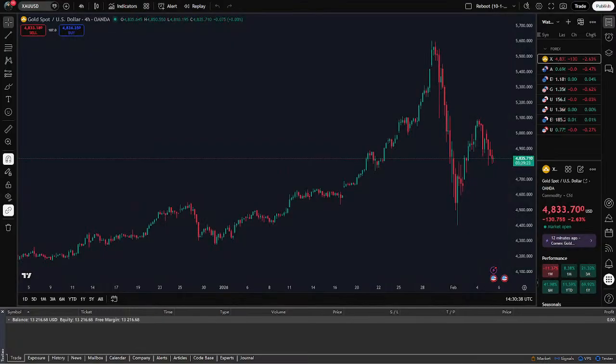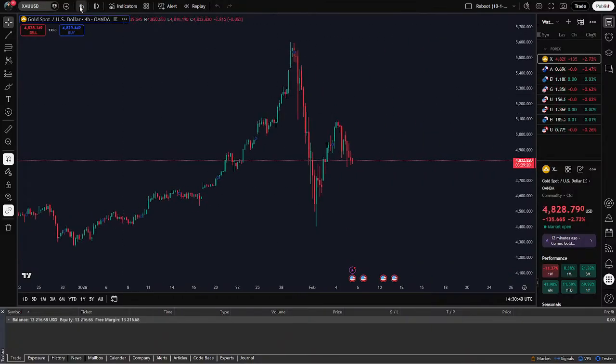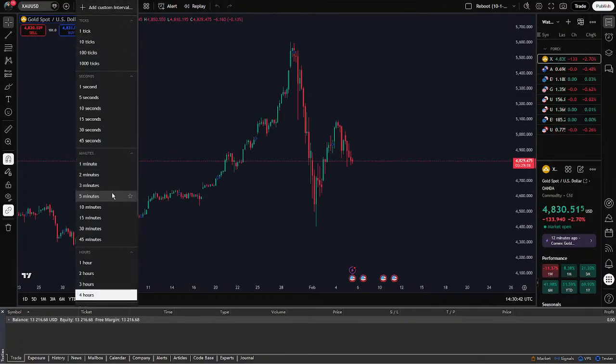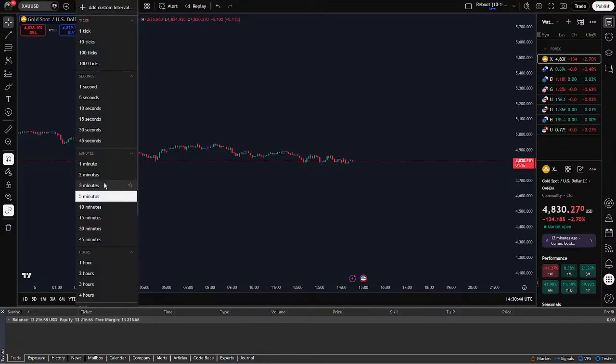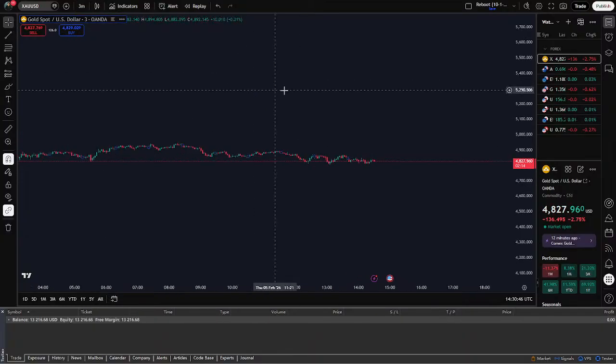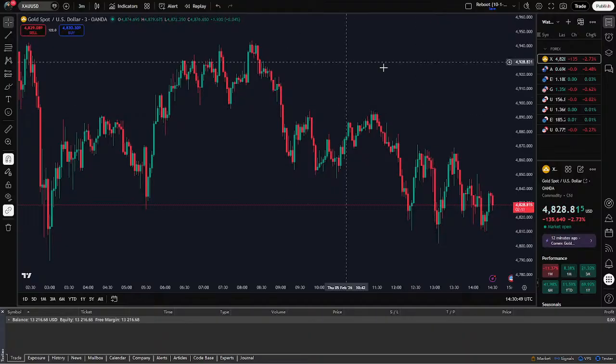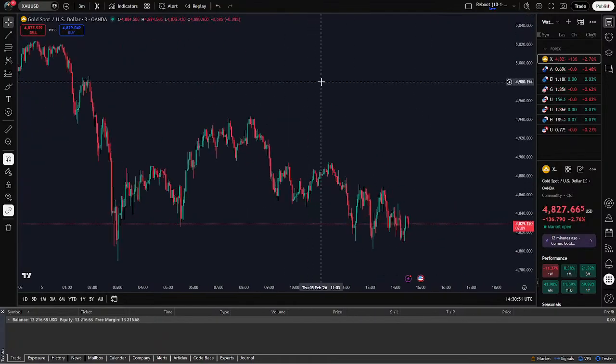Okay, we're back. So let's look at what gold is giving us today. Set chart view. I'm very happy to see.